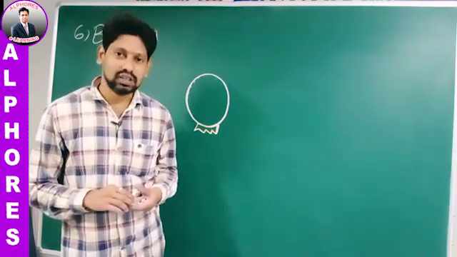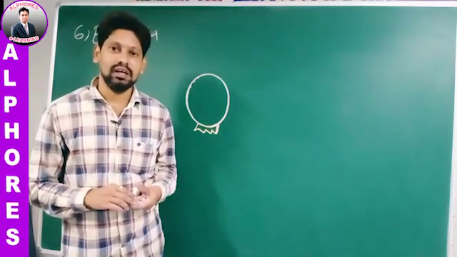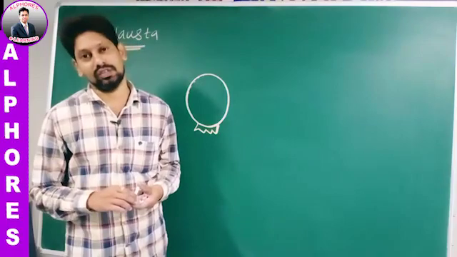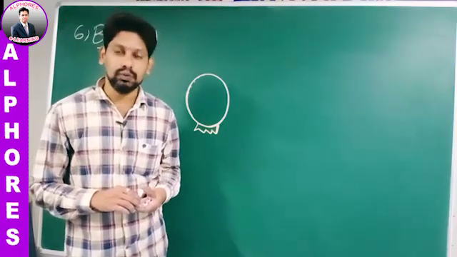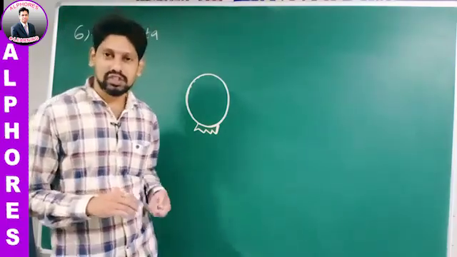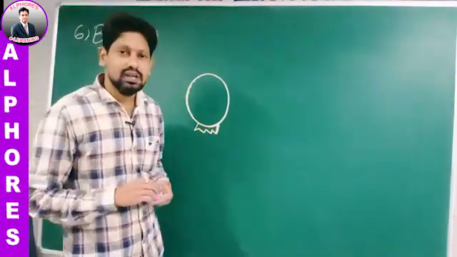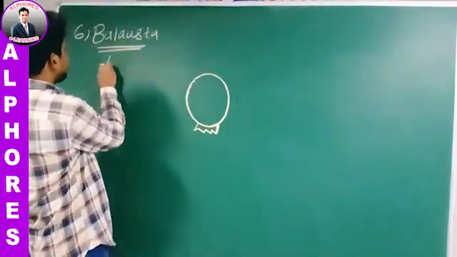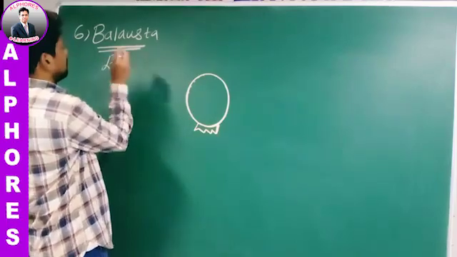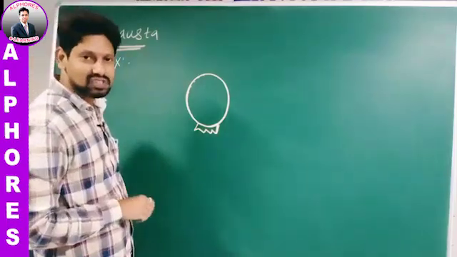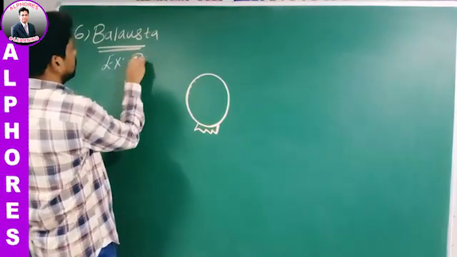In yesterday's session, we started types of fleshy fruits. We discussed up to drupe, right? Now let's go for the next one. What is it, sir? Balausta, right? For balausta, the example is pomegranate. What is the example for balausta? Pomegranate.